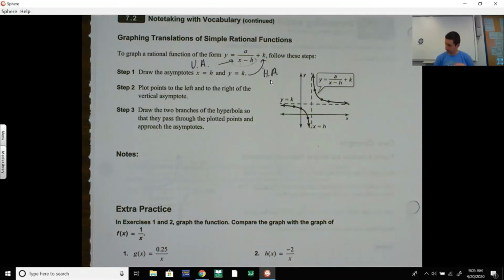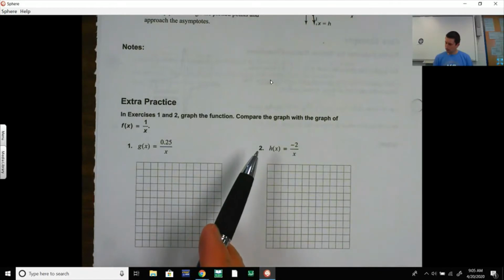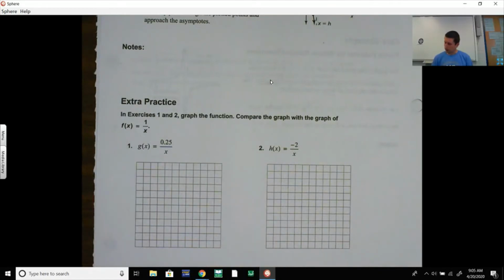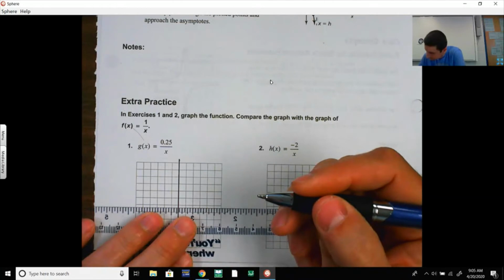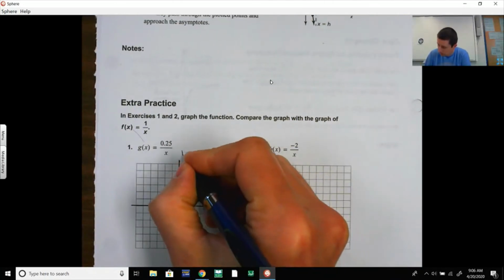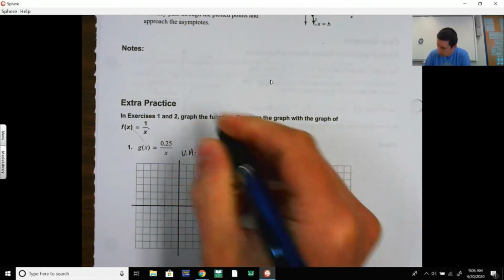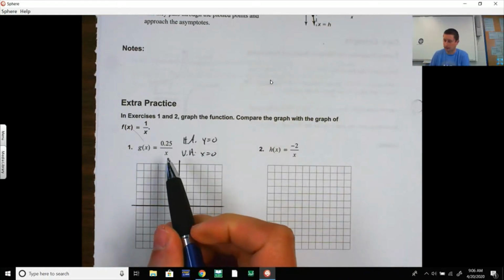All right, so let's get some practice here, page 198. We're not going to be concerned about finding too many points. We just want to get our asymptotes correct and then get the graph drawn. Okay. Compare with the graph 1 over x. We'll talk about that. So we have 0.25 over x. So I'm going to draw my x and y axes. Okay. Notice my vertical asymptote is x equals 0. My horizontal asymptote is y equals 0, because this is just basically the parent function.